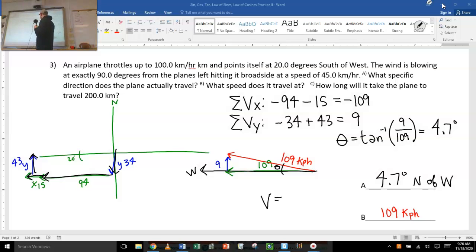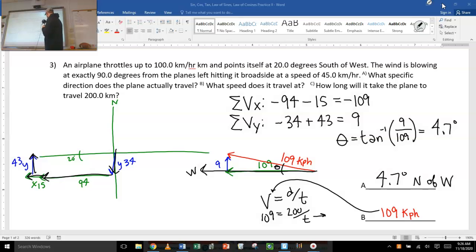And then part C, how long will it take the plane to travel 200 kilometers? I'm going to go velocity is equal to distance over time. My velocity is 109. My distance is 200. And figure out how much time. So I take 200 divided by 109, and I end up with 1.8 hours.